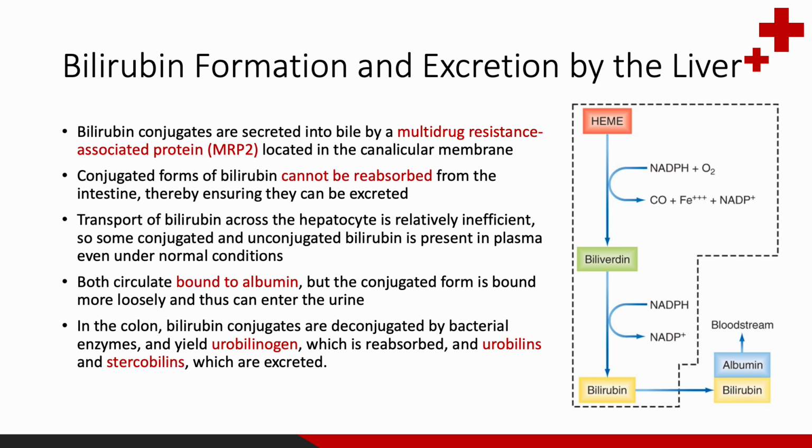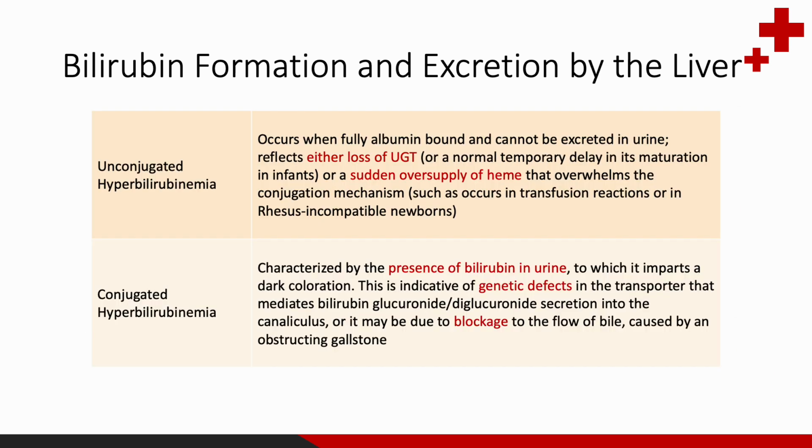In the colon, bilirubin conjugates are deconjugated by bacterial enzymes, whereupon the bilirubin liberated is metabolized by bacteria to yield urobilinogen, which is reabsorbed, and urobilins and stercobilins, which are excreted. Absorbed urobilinogen can be taken up by hepatocytes and reconjugated, giving another chance to be excreted.